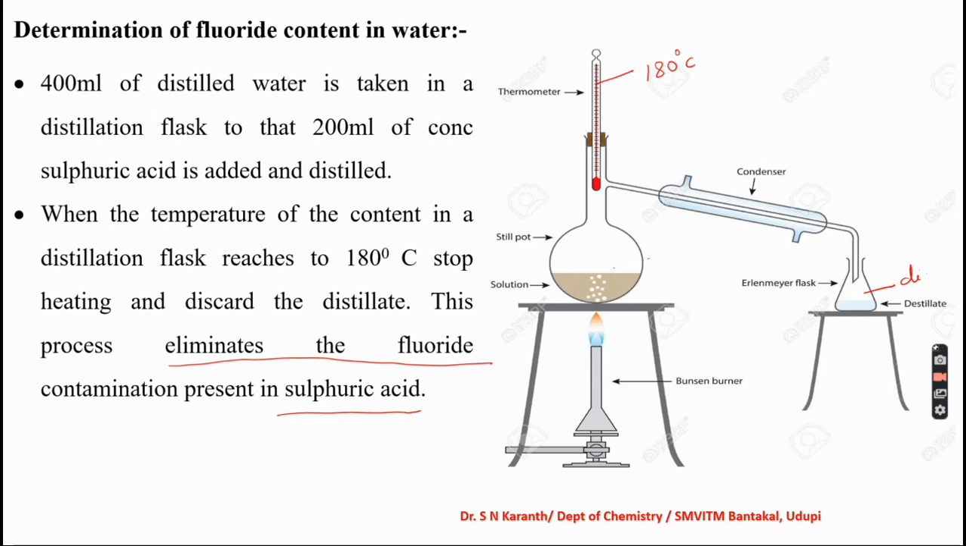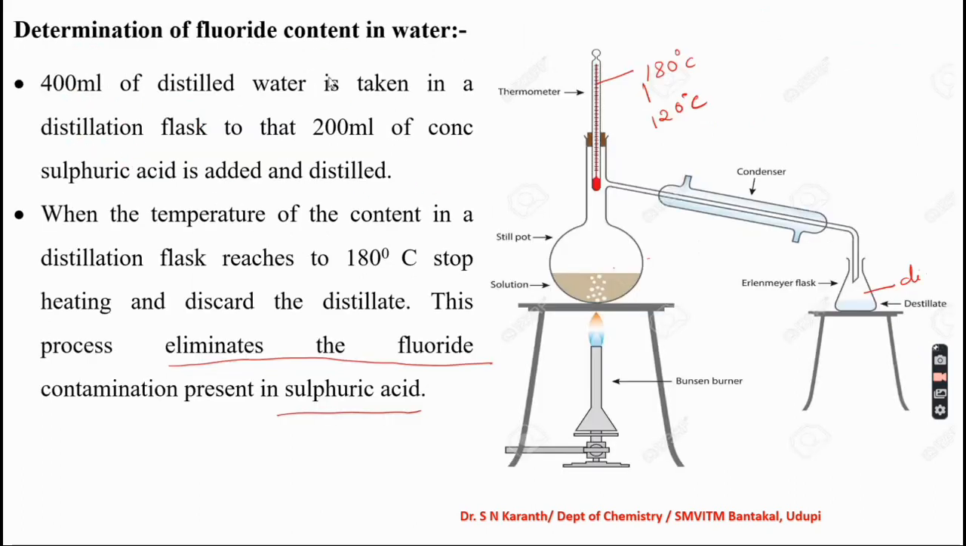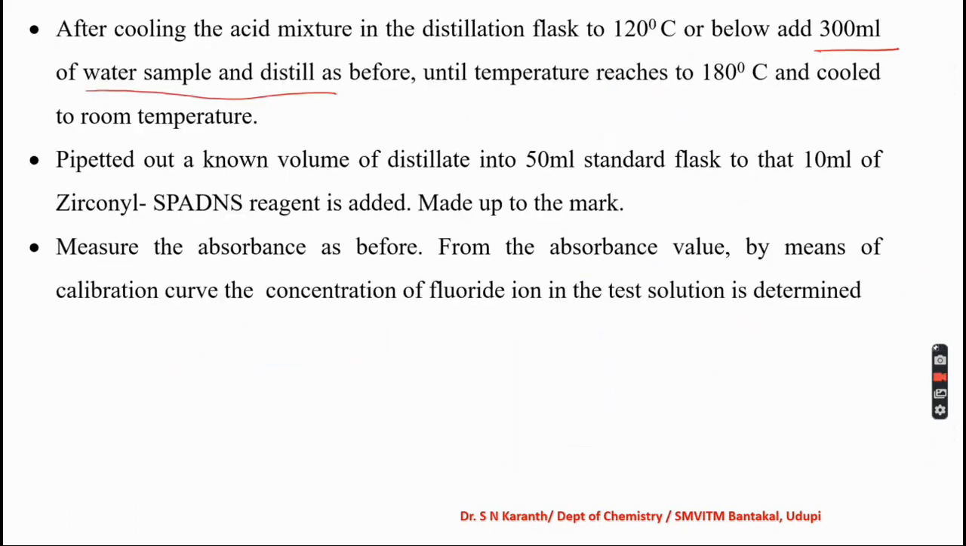Then it should be cooled to about 120 degrees Celsius. Then you introduce 300 ml of water sample and distill again as before. When the temperature reaches 180 degrees Celsius, stop heating. Then we take the distillate. The second distillate should be taken, as it contains the fluoride ion. The first distillate contains the fluoride ion present in the sulfuric acid, whereas the second distillate contains the fluoride ions present in the sample water.